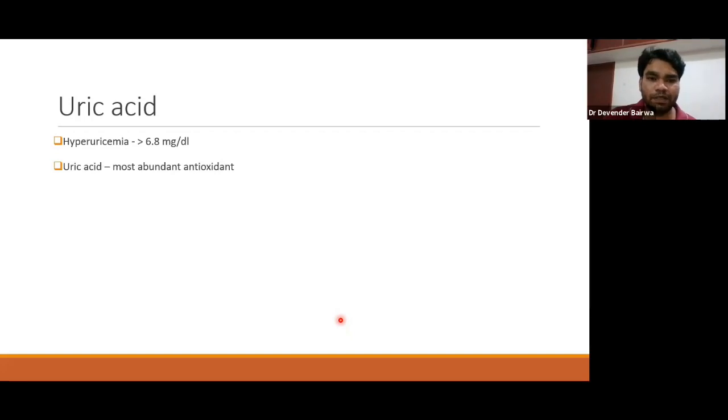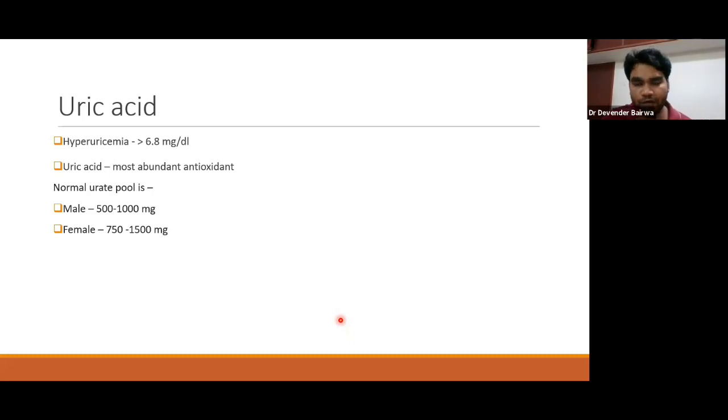So uric acid is the most abundant antioxidant in the body, as we discussed earlier, because with time as we evolved, we have an increased burden of oxidant injury in the body. To counter that, we lost the uricase enzyme, and uric acid accumulated to be the most abundant antioxidant in the body. So let's see the normal uric acid pool of the body. Generally, in case of males, the total uric acid pool is around 500 to 1000 milligram. In case of females, it can be somewhere from 750 to 1500 milligram, depending on whether they're in the reproductive age group or menopausal group.